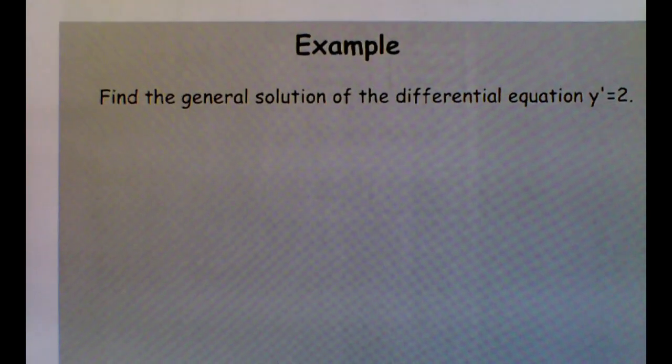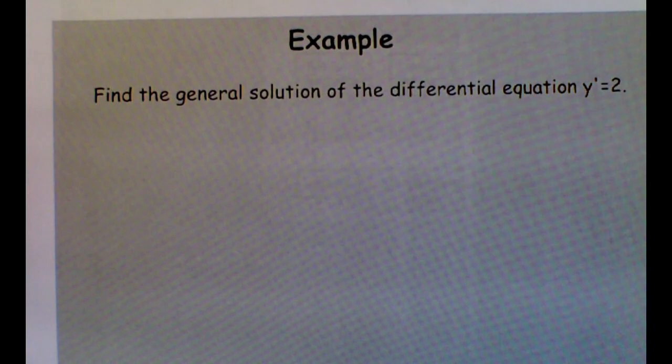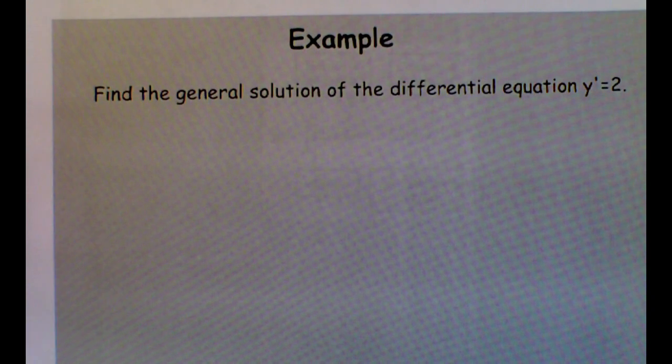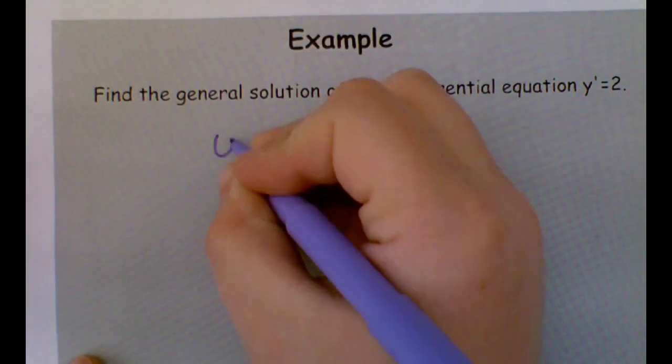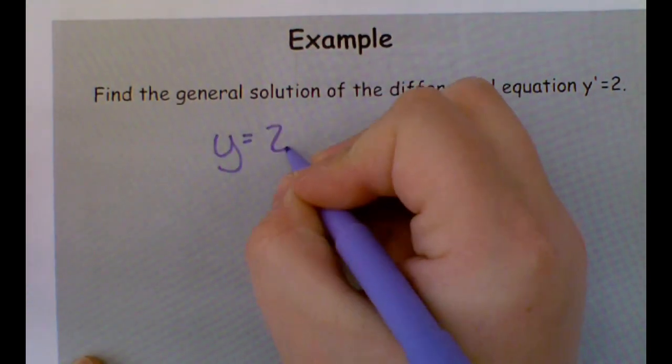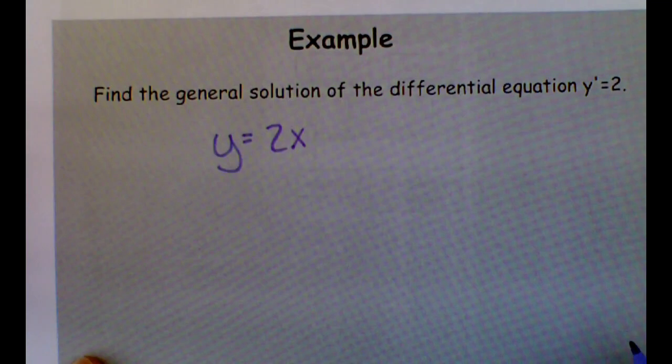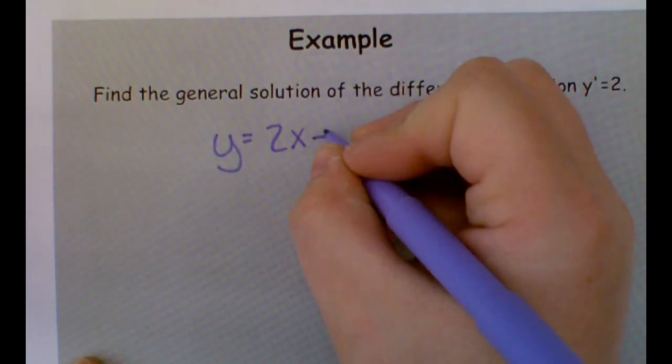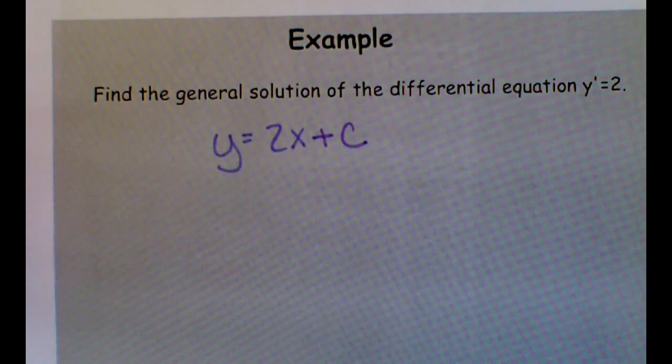So let's find the general solution for the differential equation y prime equals 2. Well, if my derivative is 2, then my original function was a 2x at some point. But there could have been a constant, so always include that plus c. And there we go.